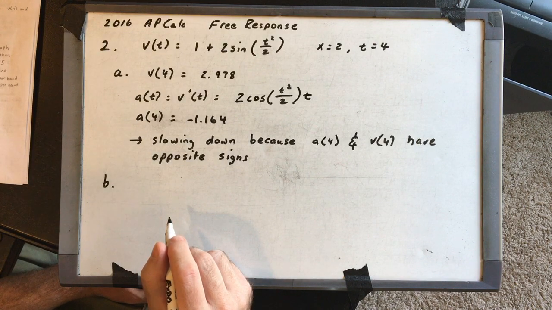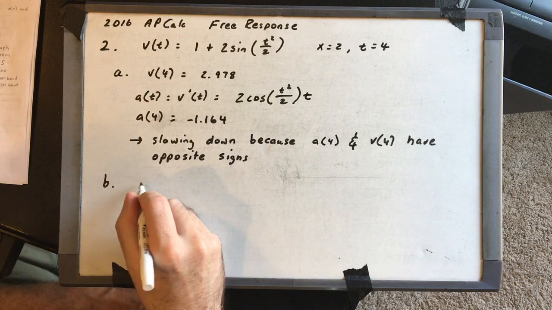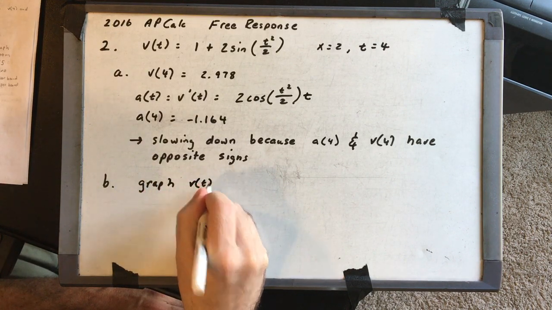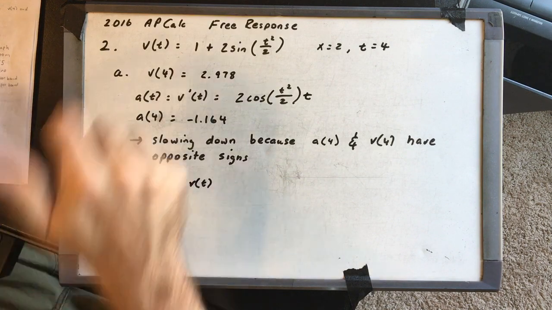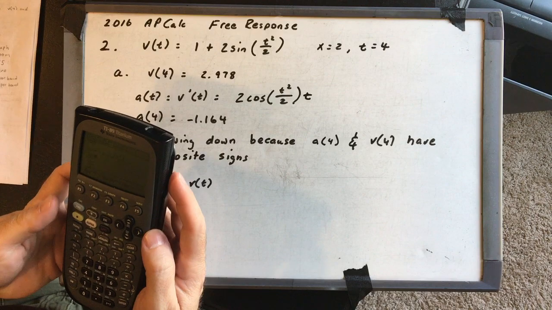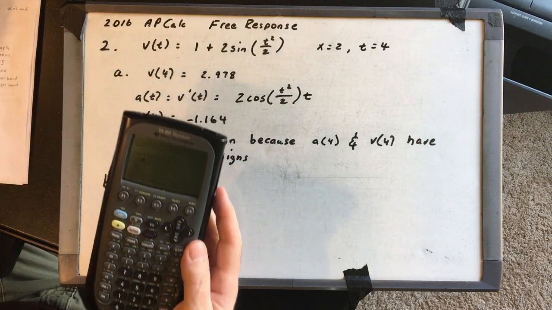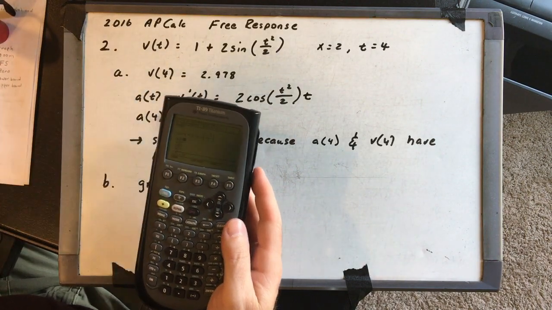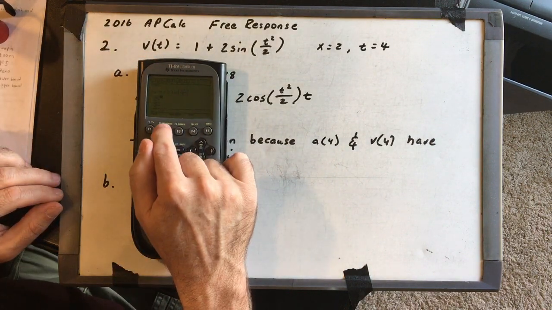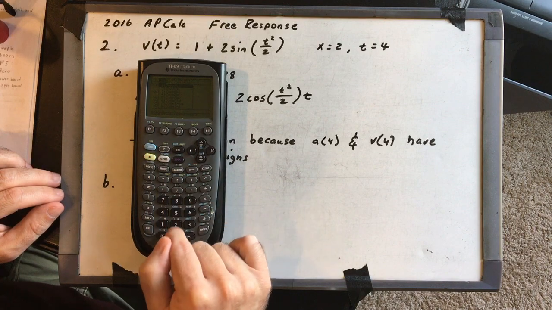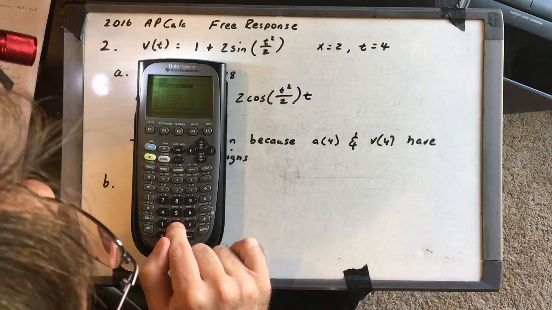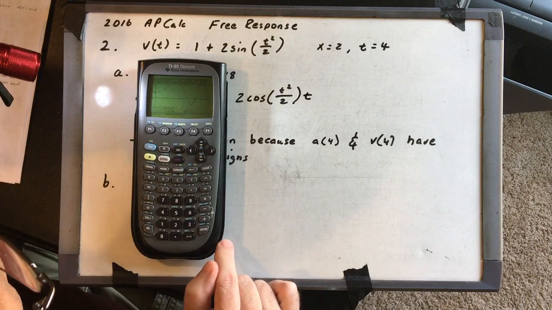Okay, so what you need to do is graph v of t. I'm going to try to do that and see if I can. Okay, I've already typed it in here. All right. Typed it in, and I'm going to hit F2 and, all right, I don't know if you can see that, F2, 2.